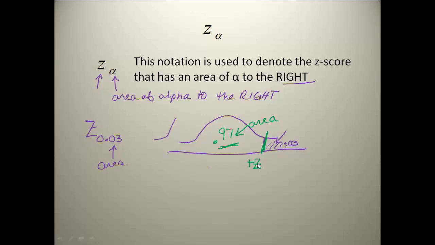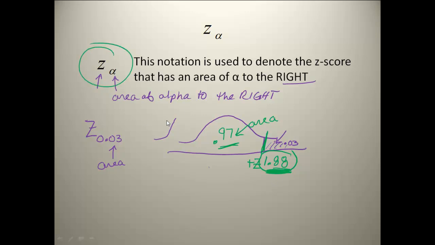Now, when you do that, it turns out to be 1.88 is the z-score, because that has an area, if you track that over, of 0.9699, and then the z-score of 1.89 has an area of 0.9706, so the 1.88 is actually closer to 0.97. So what we have found now is our z-score. So our z-score is 1.88.